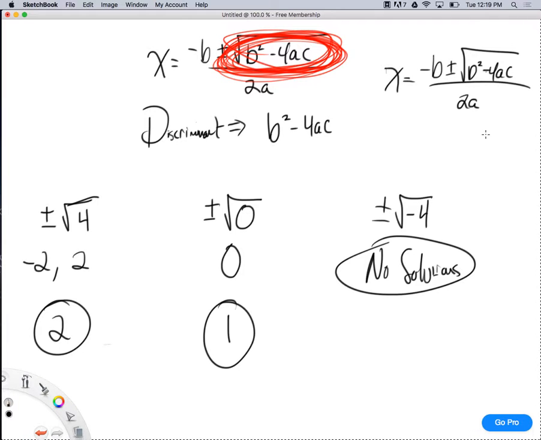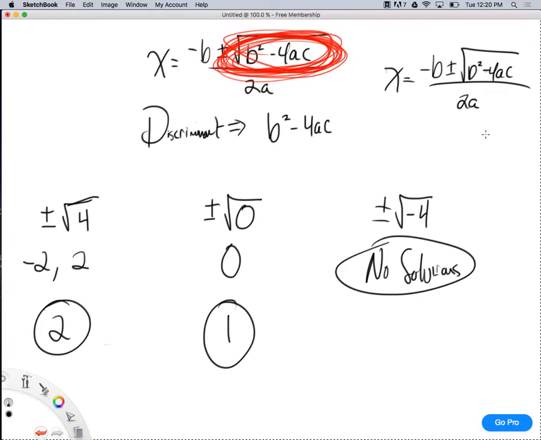So what is it that I'm telling you? Well, with the discriminant, we can determine the number of solutions of our quadratic equation. If the discriminant is positive, we have 2 solutions. If the discriminant is 0, we have 1 solution. And if the discriminant is negative, we have no solutions. Does that make sense, you guys?